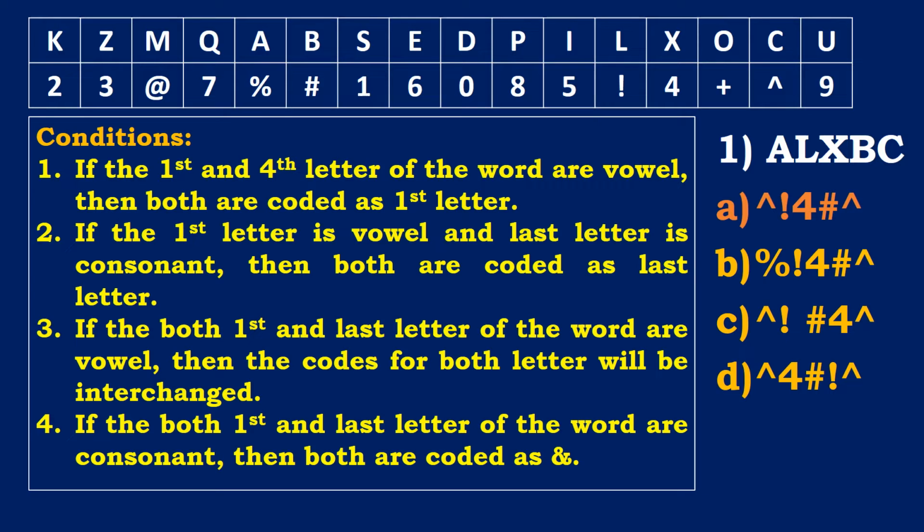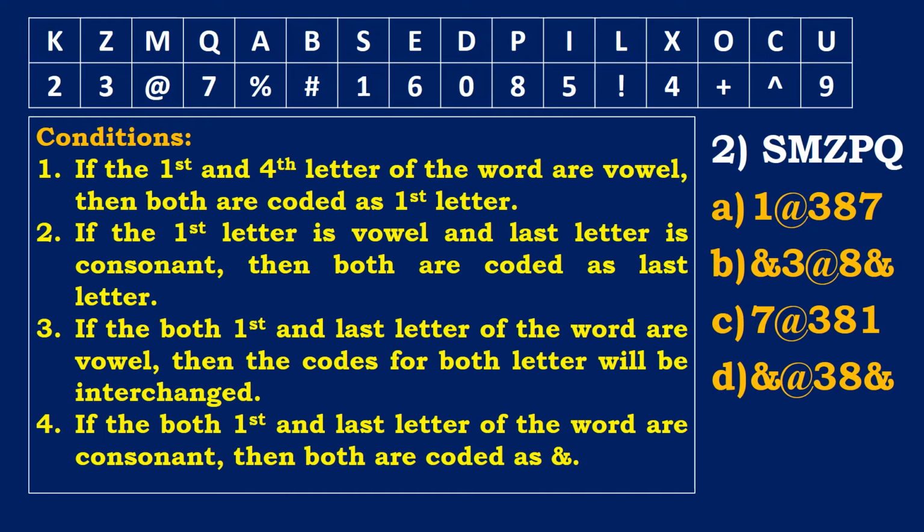The last letter C corresponds to the symbol caret, hence the first and last letters are both coded as caret. The second, third, and fourth letters are coded as 4, #, respectively. Option A is the correct answer.